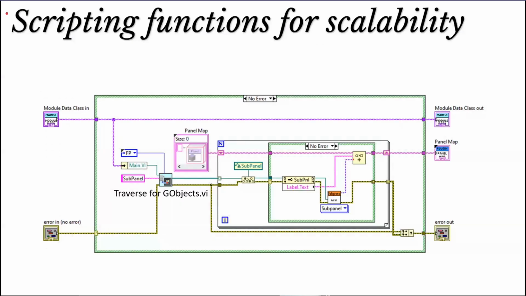The next thing I want to show is scripting functions for scalability. Now, this is actually something which I need to buy Jörg a drink for, because I was looking around his application template and wondering, okay, how can you cope with having n number of subpanels? Because in my applications, I need lots of nested subpanels, and I don't know exactly how many subpanels there will be. So instead, I can use the traverse for GObjects VI, wire in the VI reference and look for everything that's a subpanel. It will then return just an array of those subpanels.